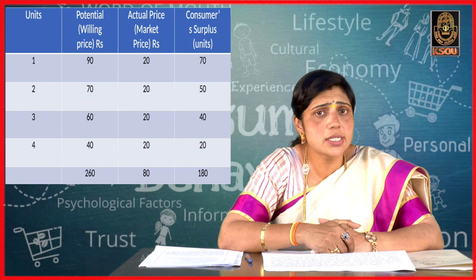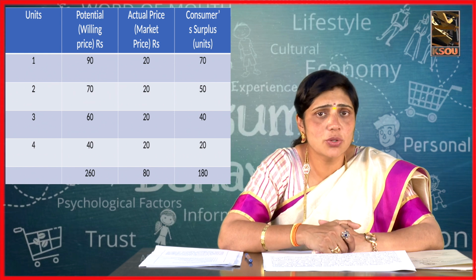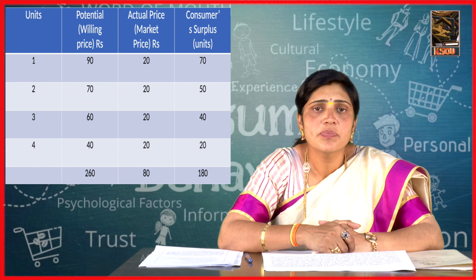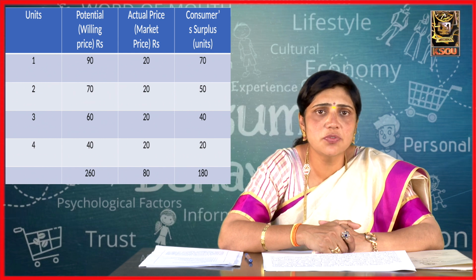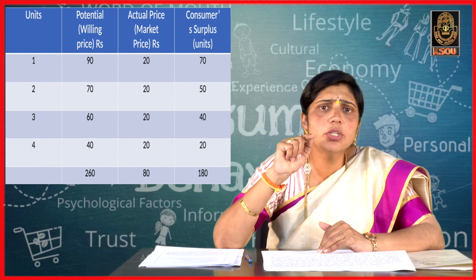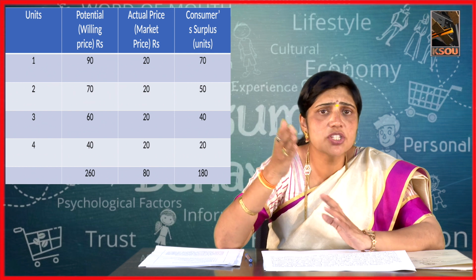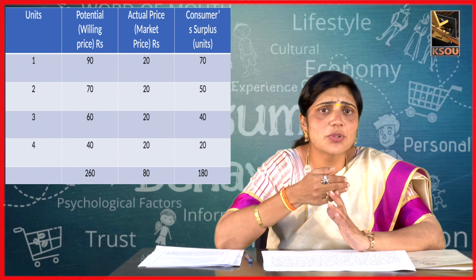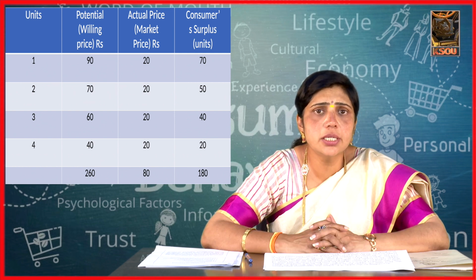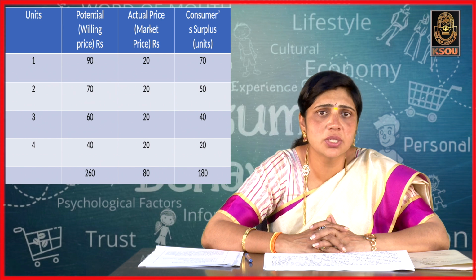When he purchases the second unit of apple, he is ready to pay 70 rupees, because he gets 70 minus 20, which is equal to 50 units of surplus. When he buys the third unit of apple, he gets a surplus because 60 minus 20, which is equal to 40 units of surplus. For the fourth unit of apple, he is ready to pay 40 rupees and gets surplus, that is 40 minus 20, which is equal to 20 units, which is equal to market price.